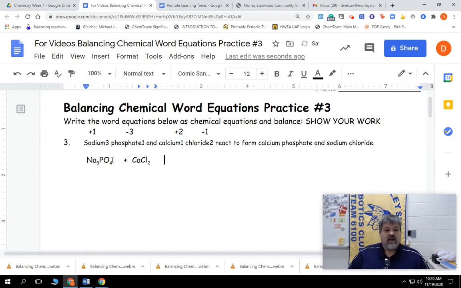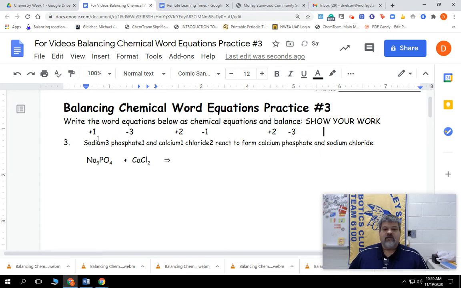And then we're just going to go ahead, and we know that those 2 compounds are going to react, and they're going to form calcium phosphate. So now again, I can go ahead and put the charge over here for calcium. We said that charge was a +2, and our phosphate was a minus 3. And then we go to sodium.